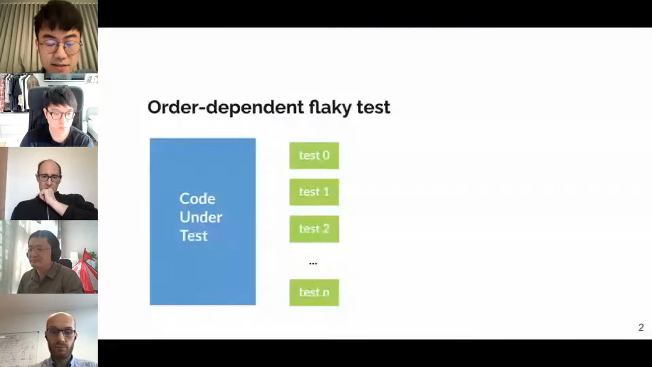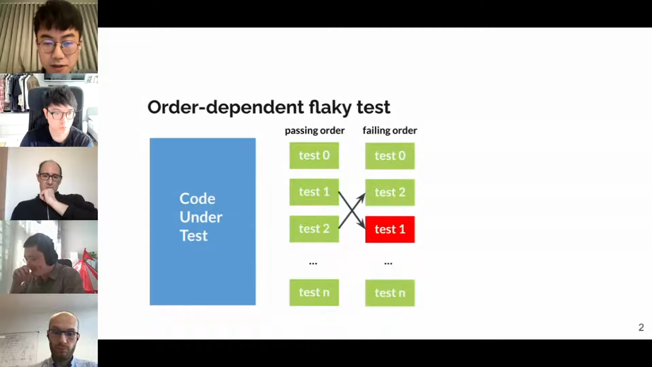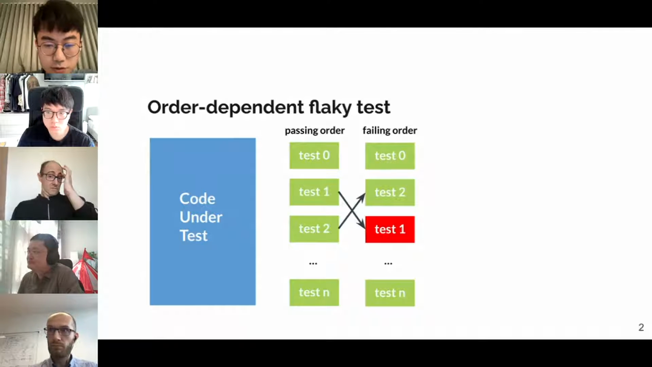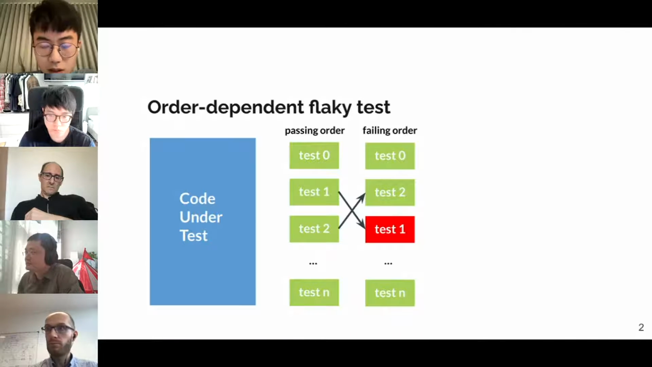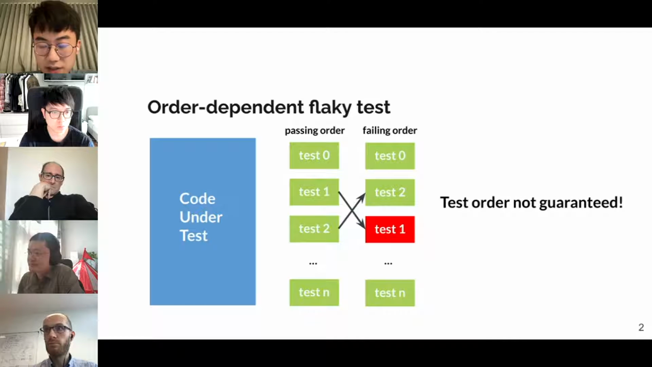An order-dependent flaky test passes in one test order called the passing order, but it fails in another, different failing order. In this case, test 1 passes when run before test 2, but it fails in another order when run after test 2. So test 1 passes and fails when run on the same code version. Thus, test 1 is a flaky test. And test order is not guaranteed in Java unit tests. Thus, test 1 indeed happens and will mislead the developers about the correctness of their code.